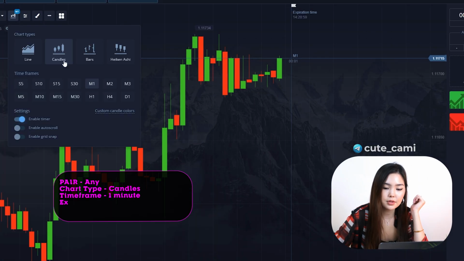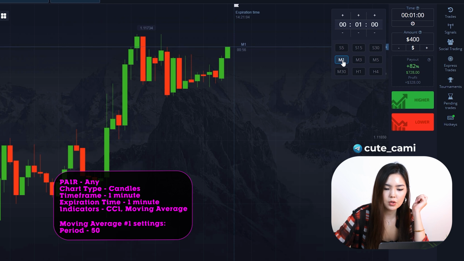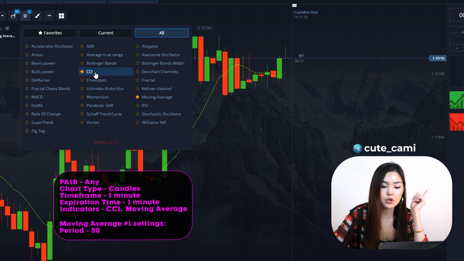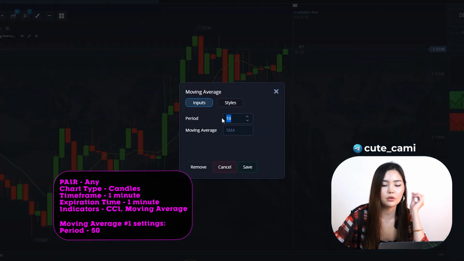Set the chart type to standard candles. Time frame 1 minute. Expiration time also 1 minute. In the indicators tab, select CCI and moving average twice. For CCI, leave default settings, and for the MA, set period to 50.